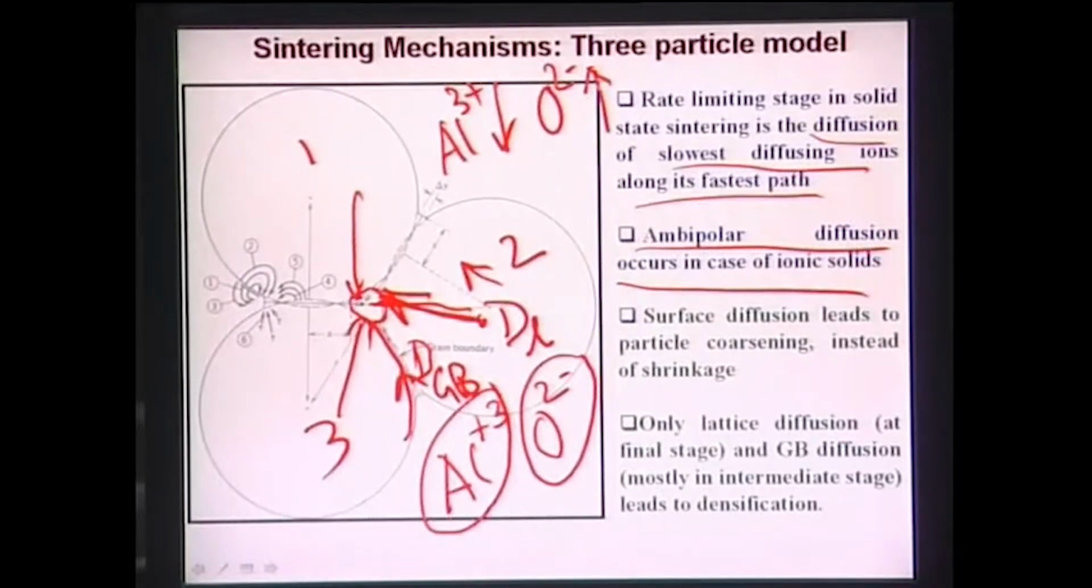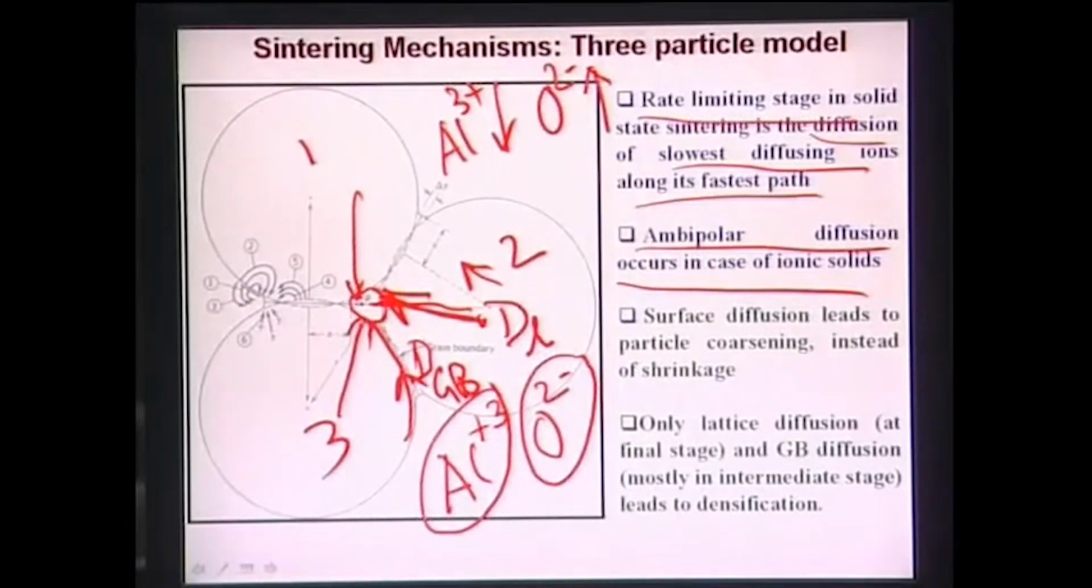So you understand. In the case of ionic solids, there are 2 ions, cations and anions. Depending on whether the cations move faster or the anions move faster, you can find out what the slowest diffusing ion along its fastest path is, and then you can find out what the rate limiting stage is. So from these considerations, you now know how to find the rate limiting stage in a sintering or diffusion process.